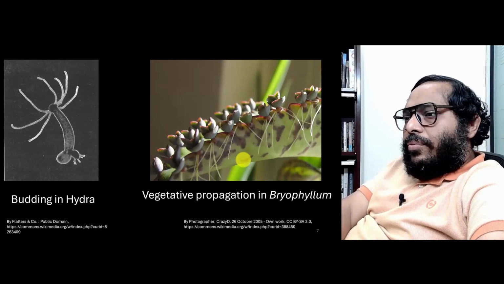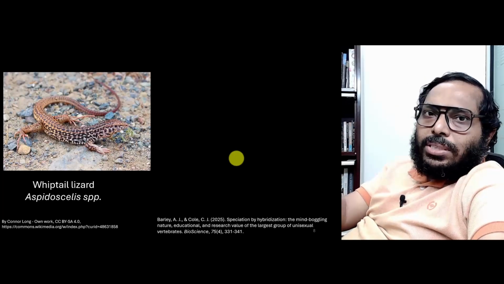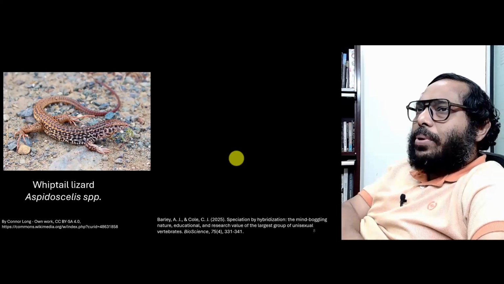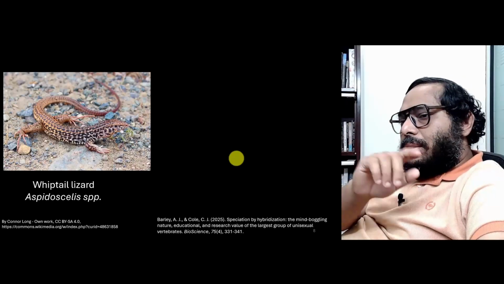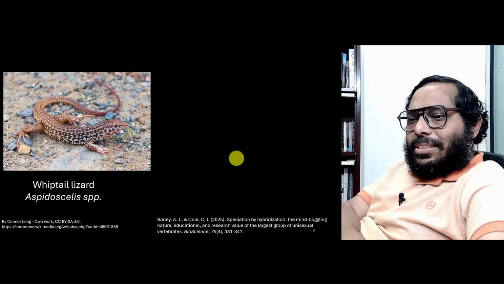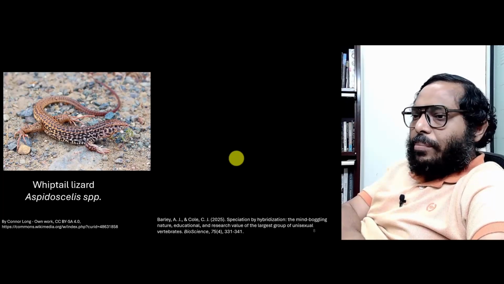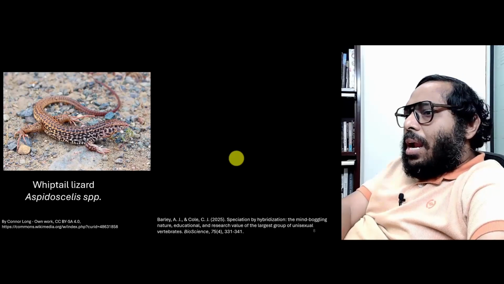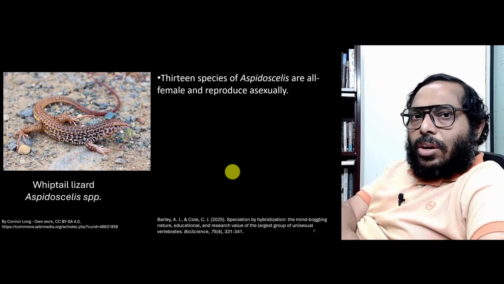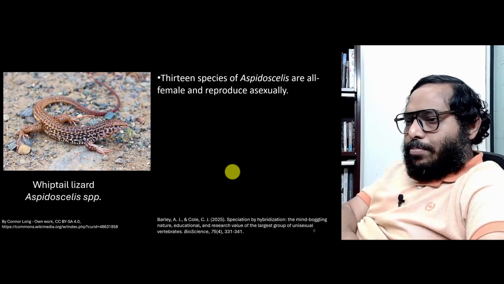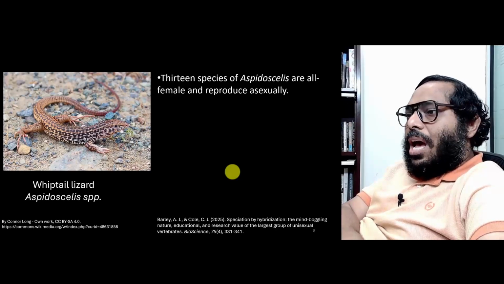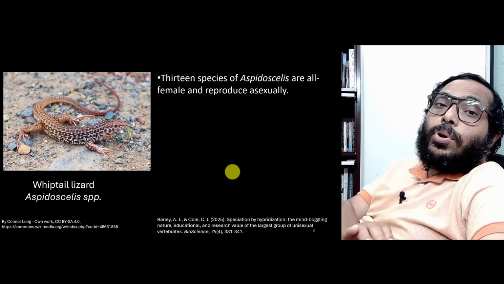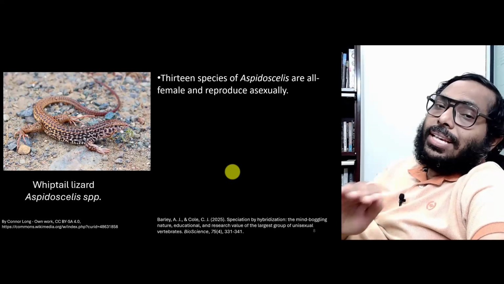Then, amongst animals, asexual organisms are typically a little rarer, particularly among vertebrates, but this is a very interesting example. This is a lizard known as the whiptail lizard, and there are many species of this particular genus Aspidoscelis, but 13 of those species are all females and reproduce only asexually.